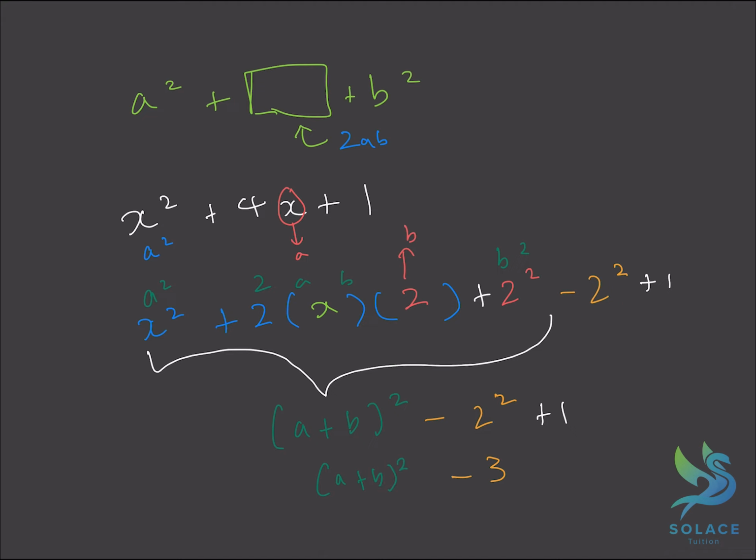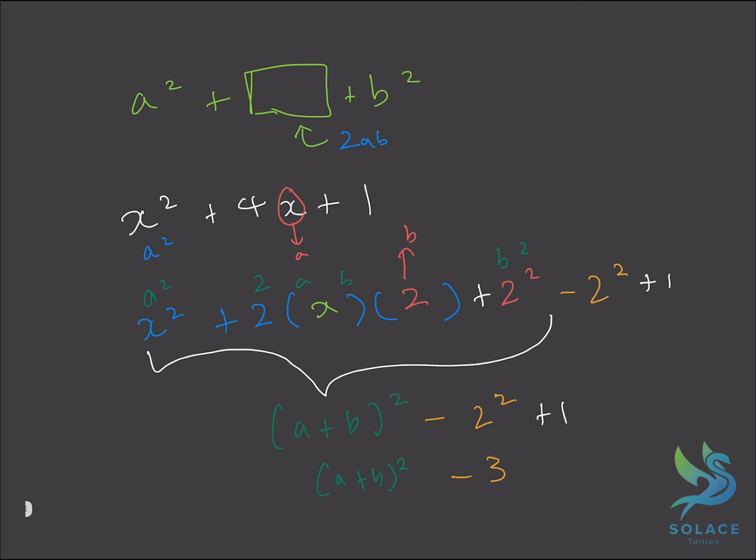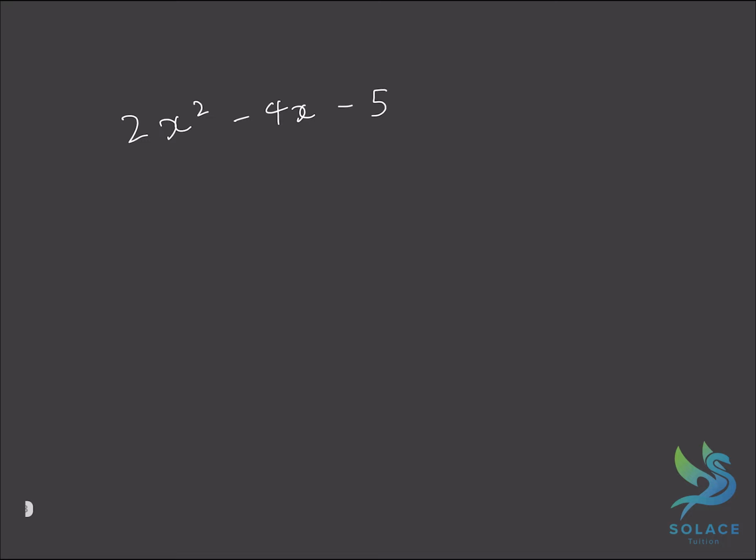Okay, let's do a different example, because there's one more principle I have to show you. Let's say I have 2x squared minus 4x minus 5. Now, the problem is, because I have that 2 in front, I can't actually do the perfect square, because if you remember, it was always just an a on its own, like (a plus b) whole squared. There's no number in front of the a. So now we have to be creative and manipulate this to make it just by itself.